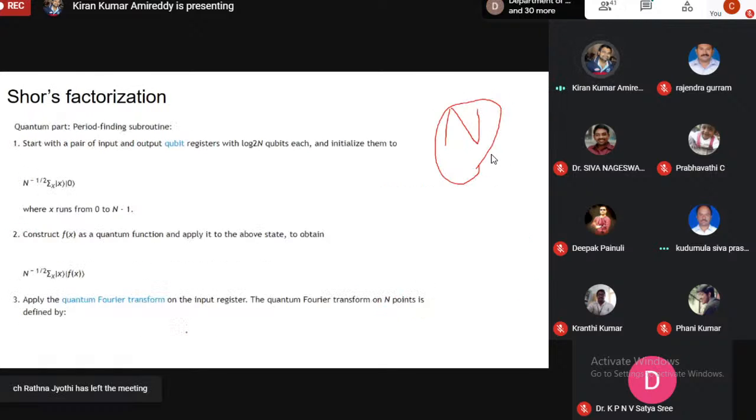Then this can be fed to the quantum computer. That is the second part. So in the second part, we can find that same thing. Here we can give it to the quantum algorithm and it will apply the quantum Fourier transform.